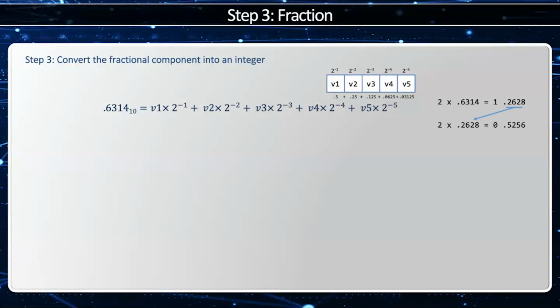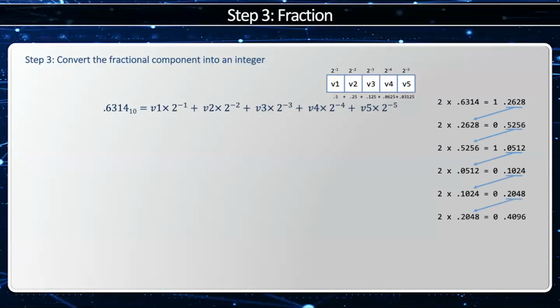And that gives me 2 times 0.2628, and when I multiply that together, I get 0.5256. Now, once again, the 0 on the left-hand side of the decimal point is something I care about, and the right-hand side is not yet resolved. So I'm going to take that 0.5256, bring it down, multiply it by 2, and I get 1.0512. And I care about the 1, and the rest of it is not yet resolved, so I'm going to multiply that, and that gets 0.1024. Bring that down, multiply it by 2, and it becomes 0.2048.